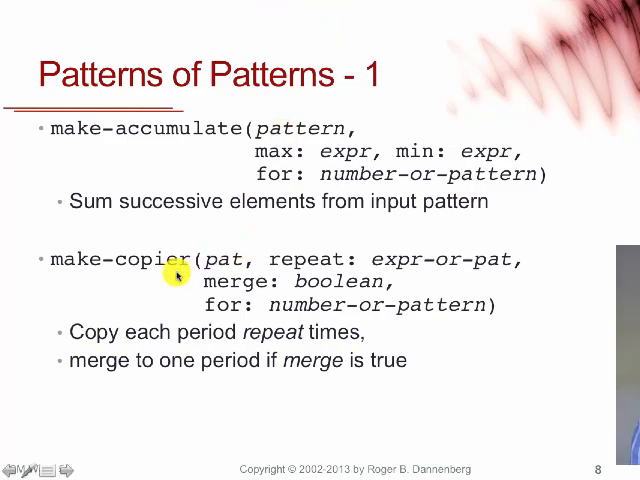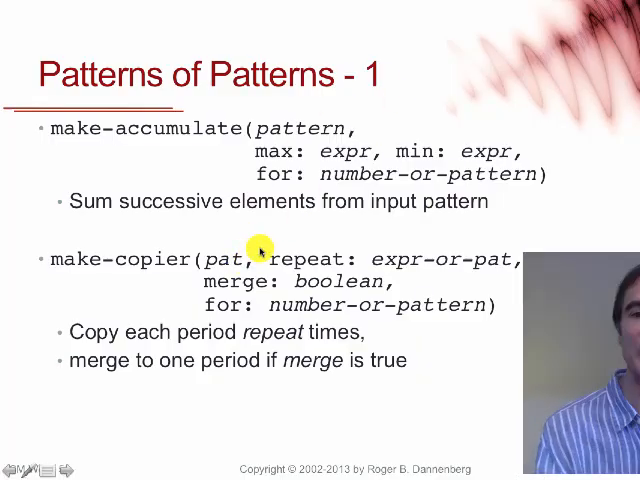Another interesting pattern that operates on patterns is make copier. What make copier does is it calls the pattern, the first parameter here, to get an entire period, and then it copies that period some number of times specified by the repeat keyword parameter. And so it outputs not just one period of the pattern, but any number of copies of that period before it moves on to the next period of the input pattern.